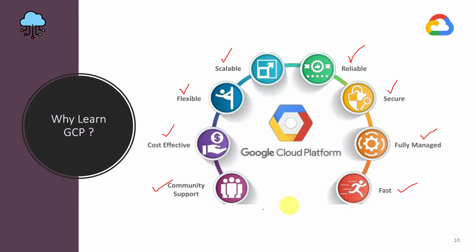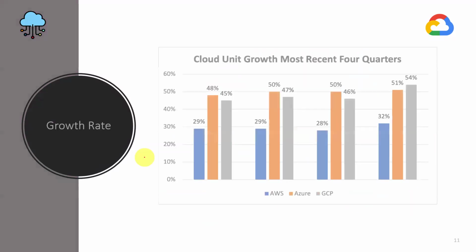Okay, so that's all. The next thing is about the growth in the market. In the last quarter, there was 54% GCP growth. That means companies started using GCP even more than AWS and Azure. 54%. It is more than Azure and AWS.